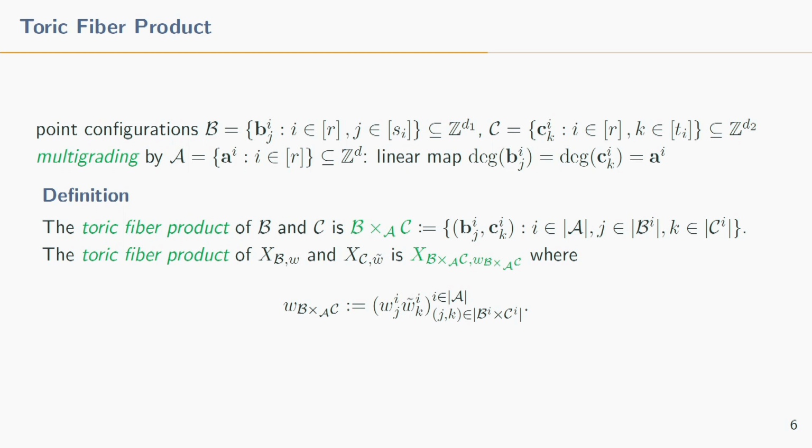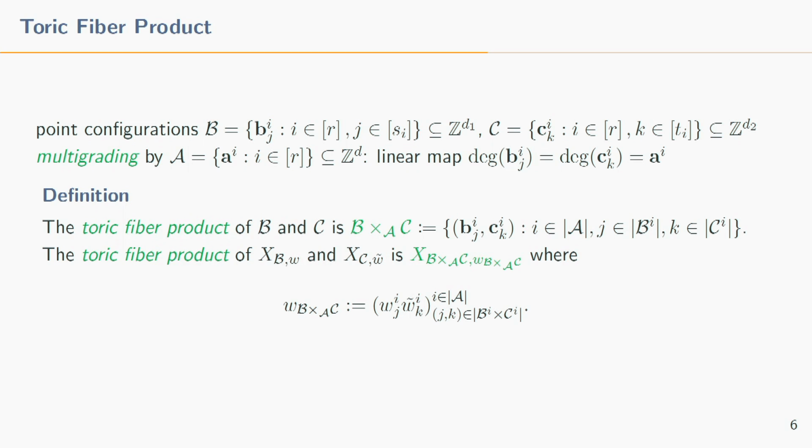This means we have a degree map, which is a linear map, so we can grade all the points in B by saying the degree of Bij is this vector Ai. And similarly, the degree of Cik is also Ai. Right? So the upper index of the points gives us the grading. And then this can be extended linearly. Okay, and the toric fiber product is: we stack together all the points with the same grading. So we take Bij and Cik, and here we only have the points that have the same grading Ai, and we do this for all the correct indices.